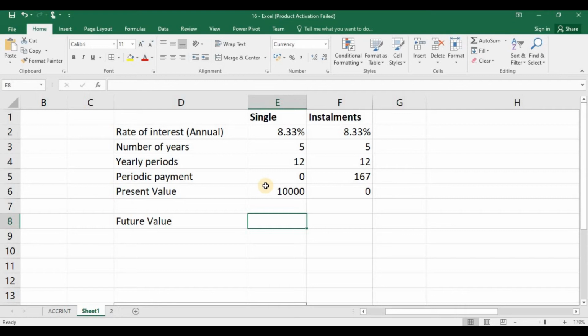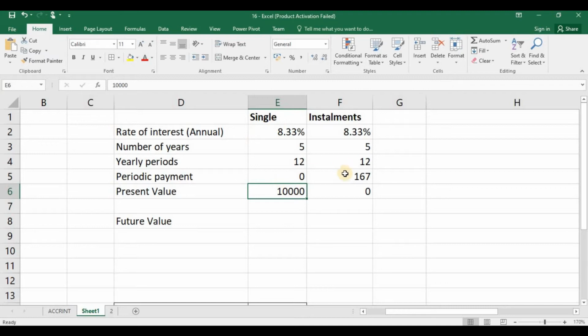Hello people. In this video, we'll see a few other financial functions. We'll see how to calculate future value of an investment. Here I have two investments. In the first investment, I am investing the entire amount of 10,000 at a single time.